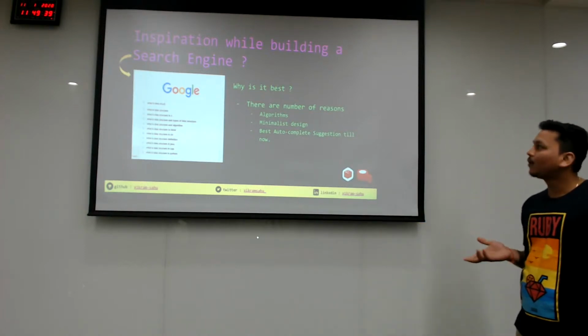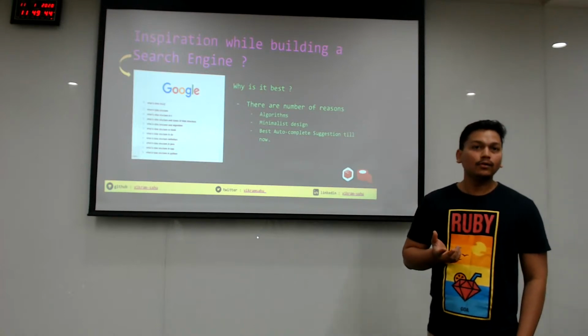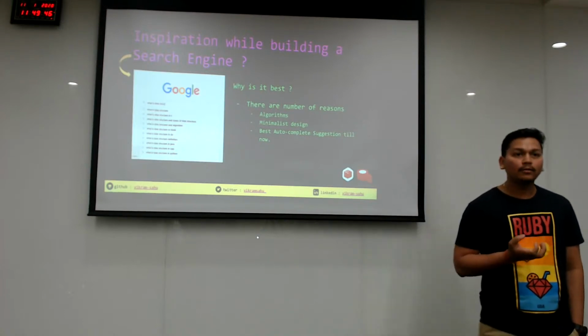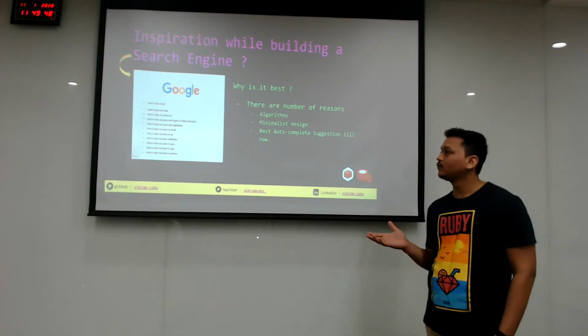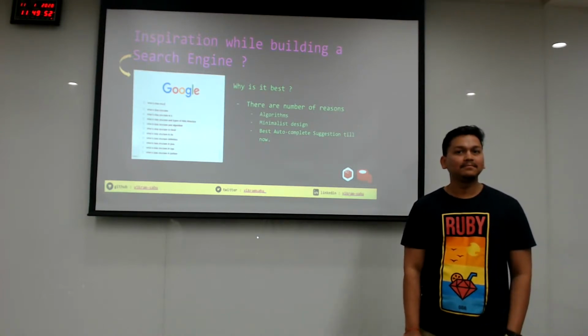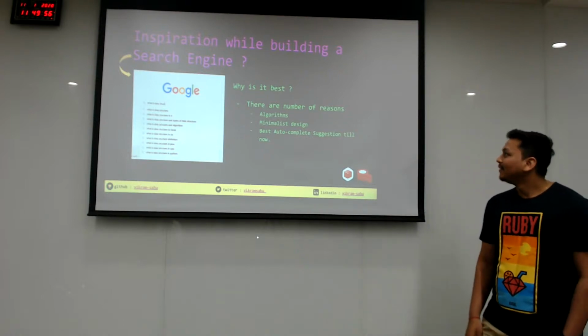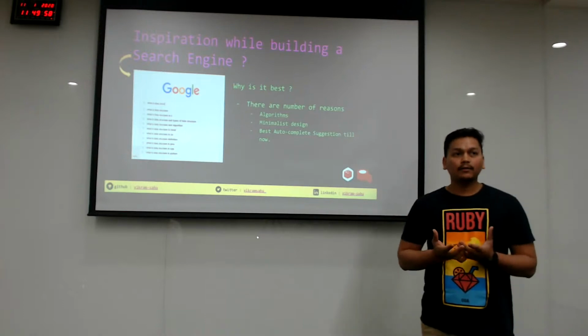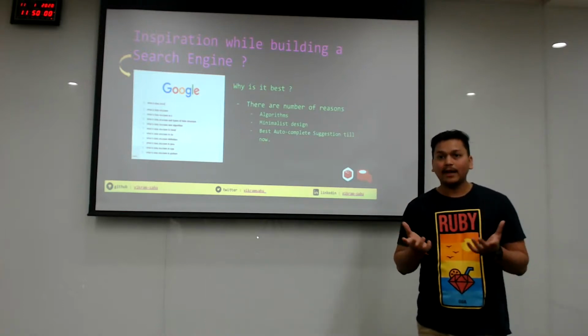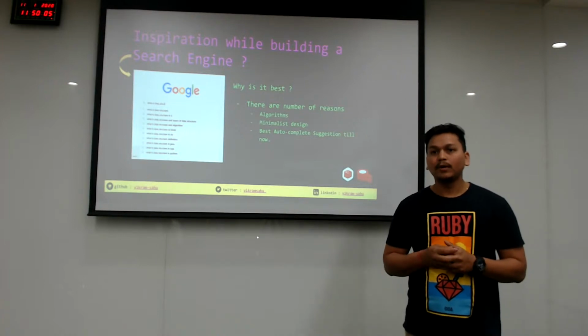There are a number of reasons. First of all, the algorithm. Do you know what kind of algorithm Google uses for the search bar? It used to be PageRank. Okay, so Google uses one kind of algorithm. I don't have the exact idea, but it's a combination of two to three algorithms merged together.